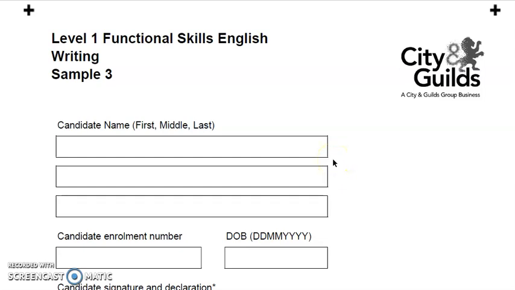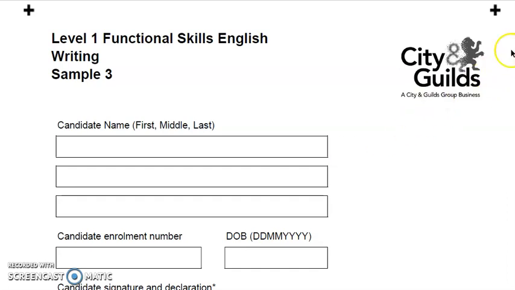Okay, so what we're going to look at now is the Level 1 Functional Skills English writing paper. And this is an example paper that City and Guilds send out. And obviously the questions in your actual exam will be different, but it will look very similar to this.